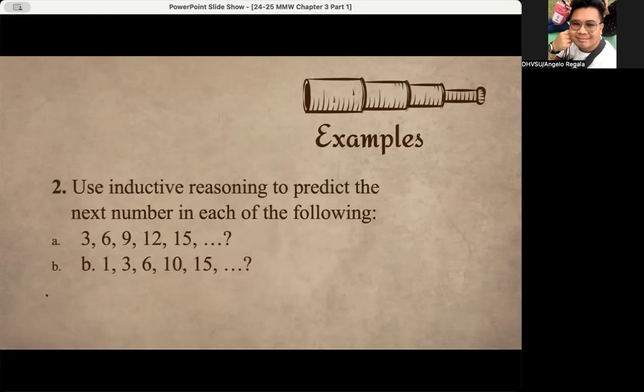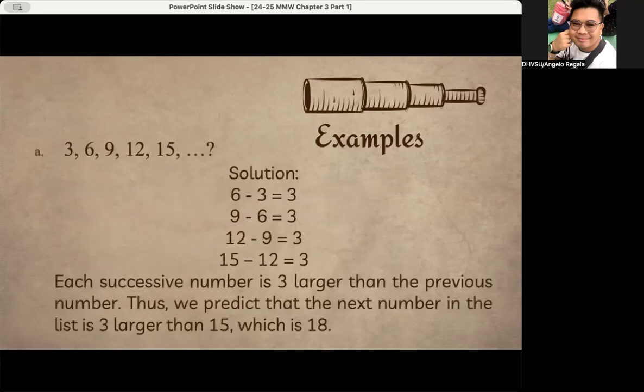Okay, next. Use inductive reasoning to predict the next number in each of the following. Let's have the first one: 3, 6, 9, 12, 15. What would be the next number? Then letter B is 1, 3, 6, 10, 15. What will be the next number? For the first one, by observation, makikita mo na nag-i-increase ng 3. So you can say that the next number is 18.